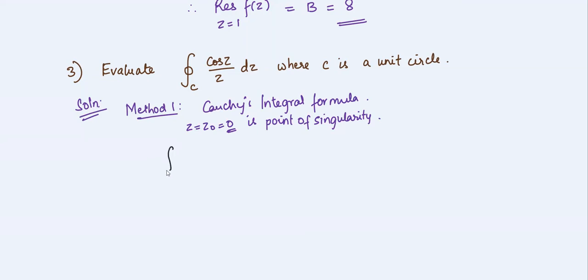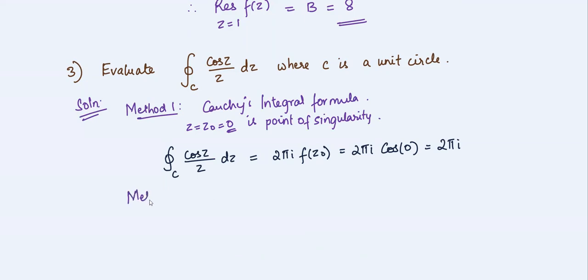So basically we get integral of cos z by z dz. Integral of f of z by z minus z naught is 2 pi i times f of z naught. So this is 2 pi i times cos of 0. Okay, z naught is 0, f is cos z. So you get 2 pi i. Simple. Method 2. This was an easy problem.